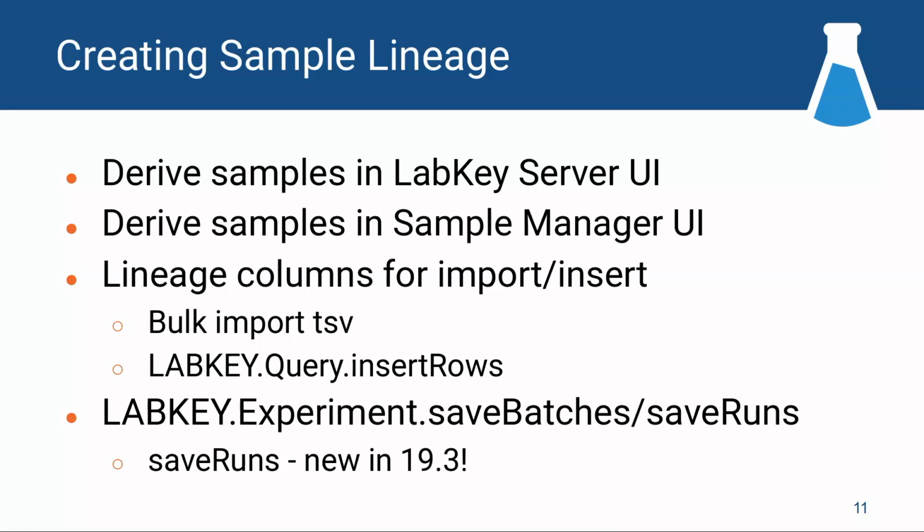And you can indicate which samples are going to be created. They could be prior existing samples that you want to associate with each other, or you can use it to create new samples. And in 19.3, Save Runs. So you can ignore the batch object if you don't really care about that.